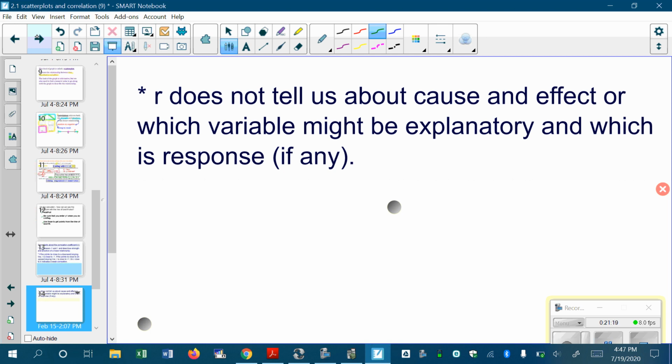Now, this is huge. People mess this up all the time. R does not tell us about cause and effect, or which variable might be explanatory and which one might be response. That's just a fancier way of saying the same thing. We do not even know if there's a cause and effect relationship. You might have two things that are related to each other, but one is not driving the other. They just coexist, right?